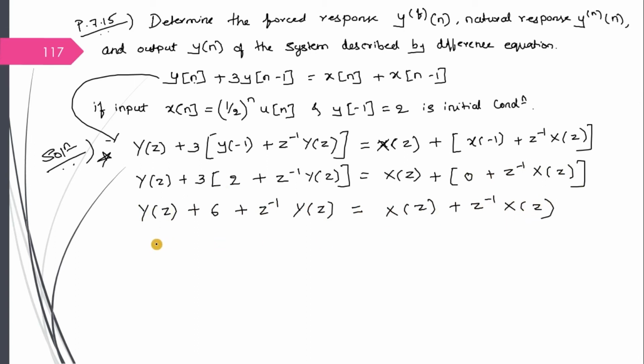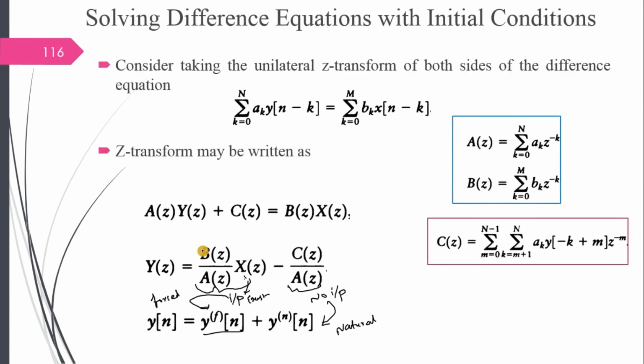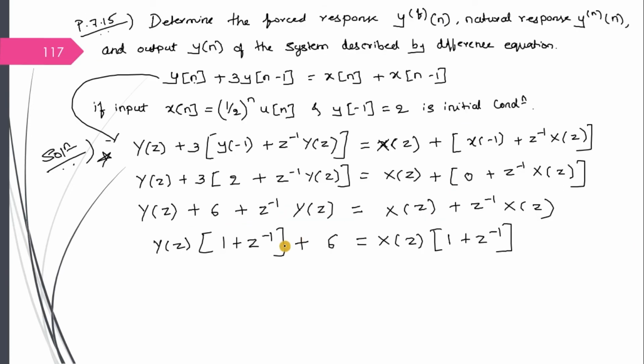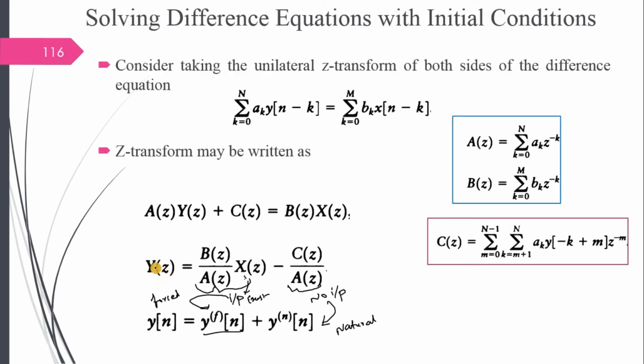Now take Y of z common. What do you get? Y of z, if I take common, I get 1 plus z inverse, 1 here, z inverse here, plus 6 is left out. X of z, you take it common. So what you get? 1 plus z inverse. You get it in this fashion. Now what we are supposed to do? As shown in the previous case, I get in this form: a of z, Y of z, c of z plus c of z, b of z, X of z. This is a of z, this is c of z, this is b of z. I want Y of z separate. I want to write it in this fashion.